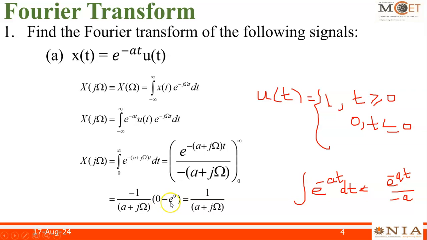So we will get 0 minus e power 0, which is nothing but 0 minus 1, right? So here we have minus 1. Before we have minus 1, when we multiply, so minus 1 into minus 1 is equivalent to plus 1. 1 divided by, in the denominator we have a plus j omega. So this is the Fourier transform of the given signal e power minus at into u of t. So we can write the Fourier transform of e power minus at into u of t is equivalent to 1 divided by a plus j omega.